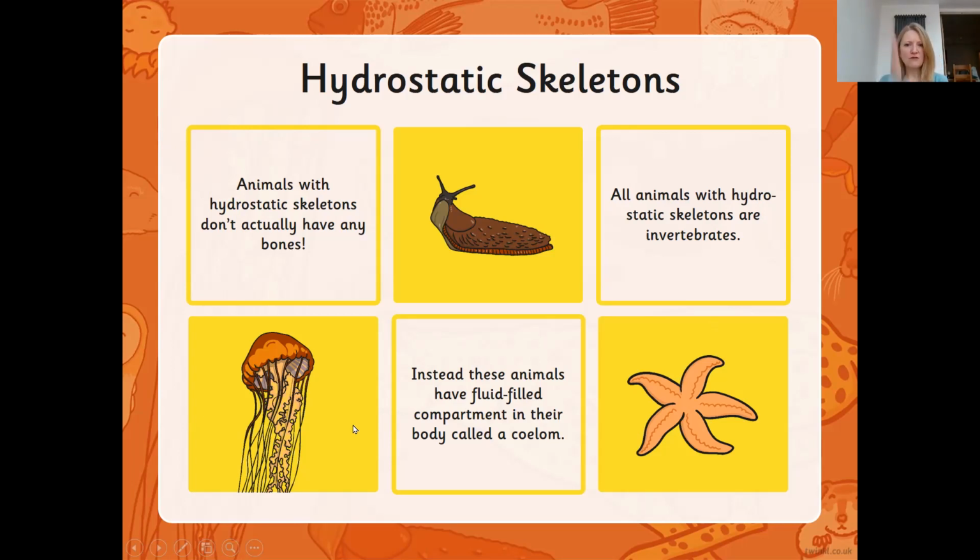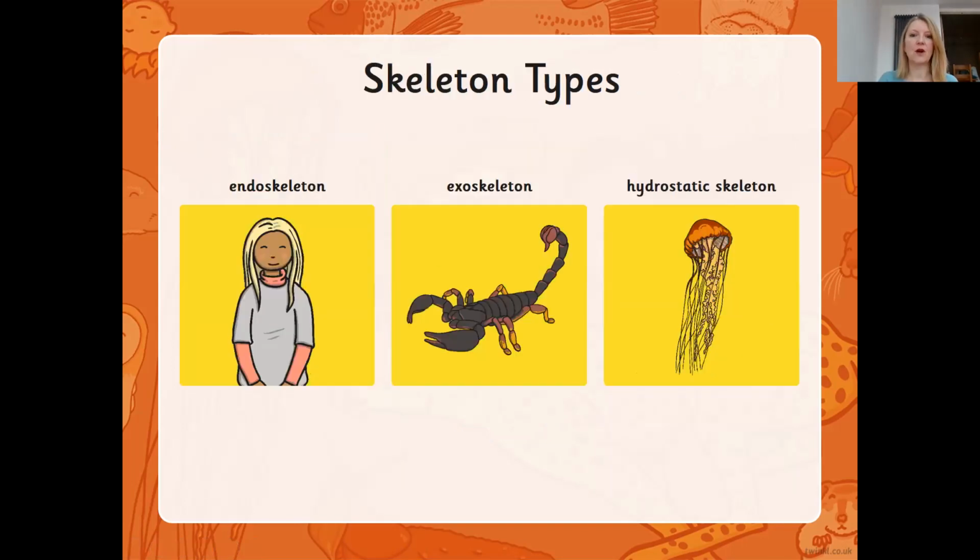Imagine if you cut through that animal, okay? If you cut through it, it would be soft on the outside and there would be no bones inside that body either. So there's our 3 different types of skeleton: endoskeleton, exoskeleton, and hydrostatic skeleton.